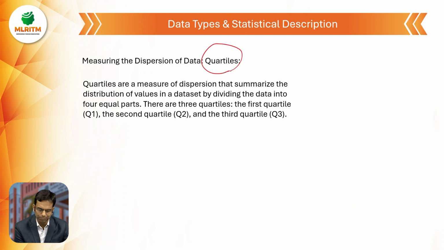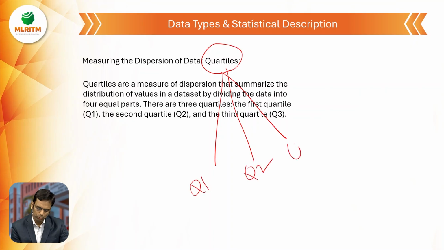Here we have a new term called quartiles. In quartiles, we will categorize the data into some categories, some specifications. For example, Q1, Q2, Q3. I am dividing the data into 3 categories: Q1 category, Q2 category, Q3 category.